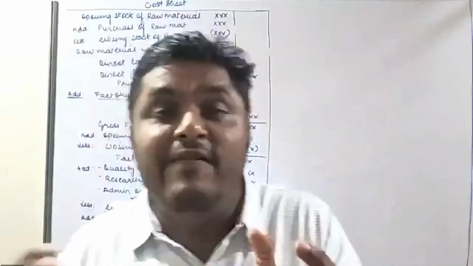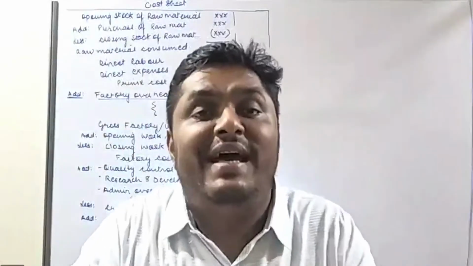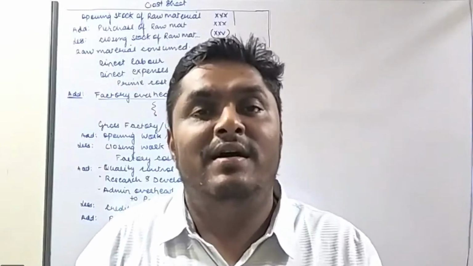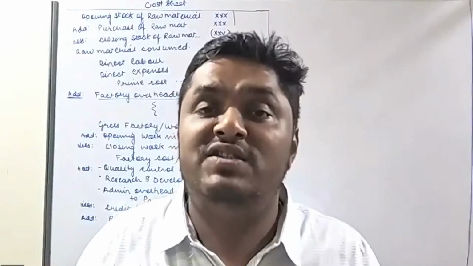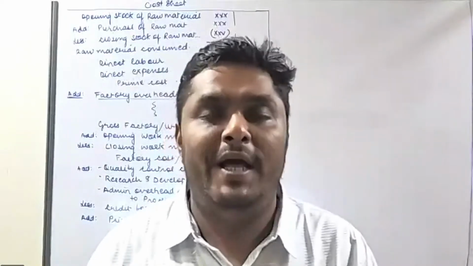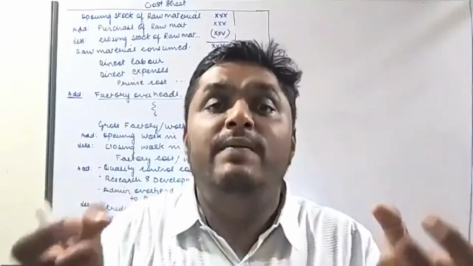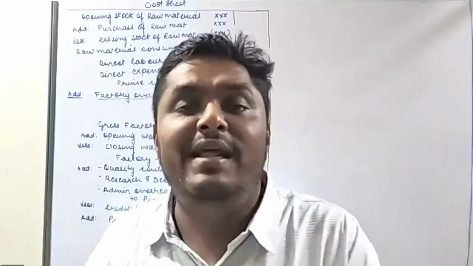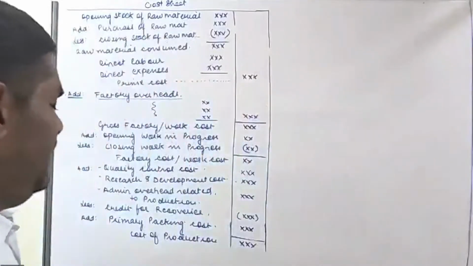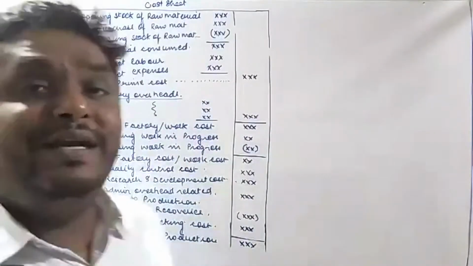Then, whatever administration overheads are incurred in relation to production, we can say the salaries paid to the production control manager will form part of administration overhead related to production. Again, whatever administration overhead is directly related to production will form part of administration overhead related to production. Now the next point is credit for recoveries.